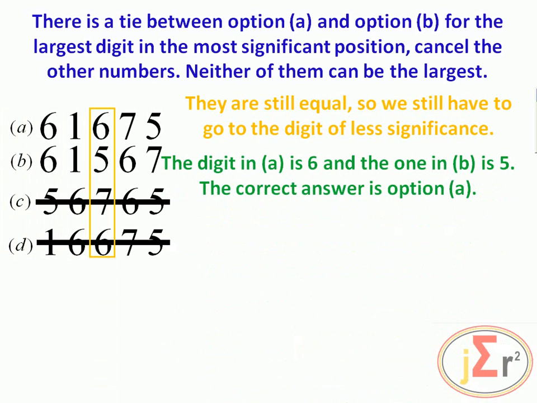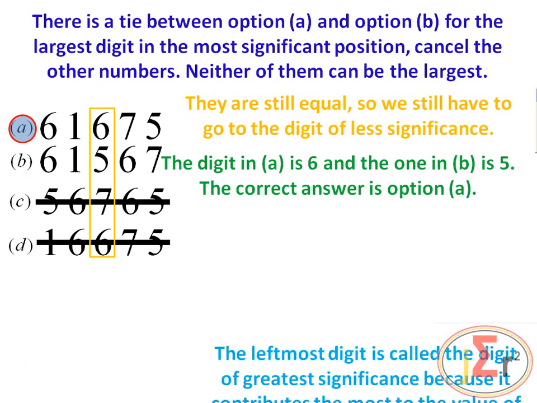The digit in A is 6 and the one in B is 5. The correct answer is option A. Why is it the correct answer? Because 6 is greater than the 5. So we are sure that that is our correct answer, option A.